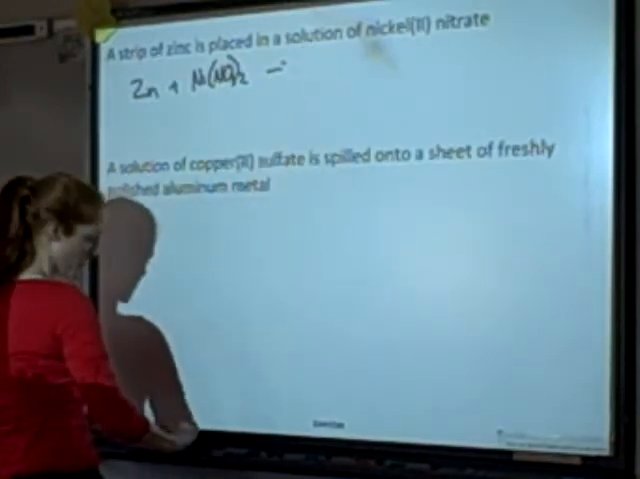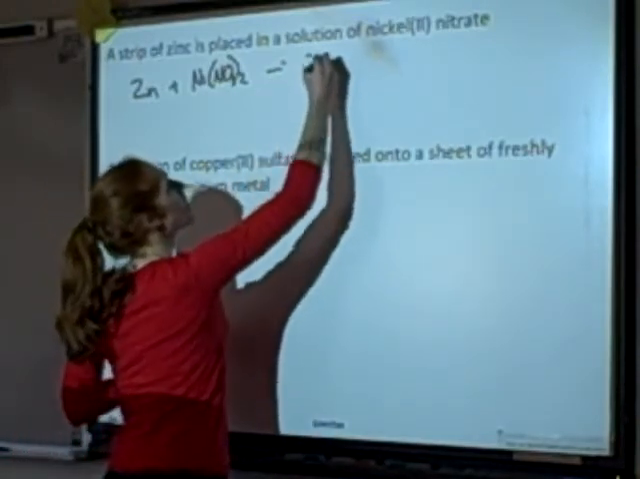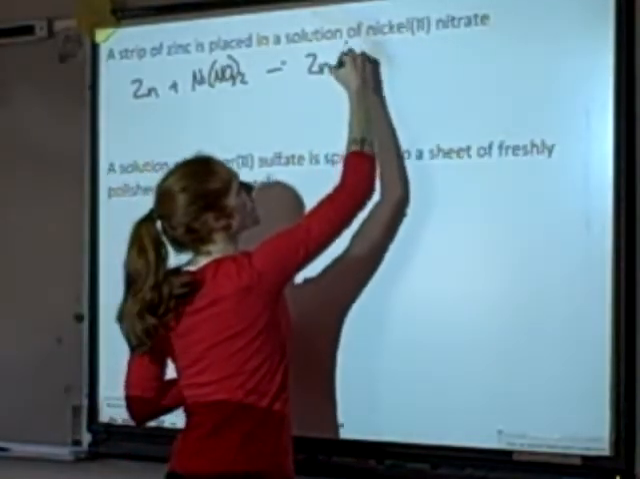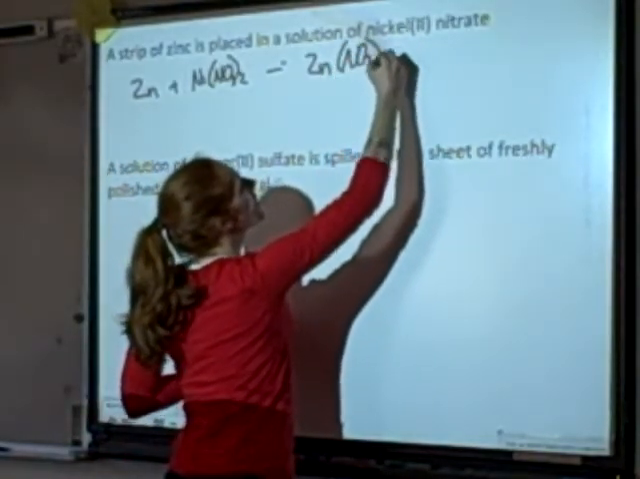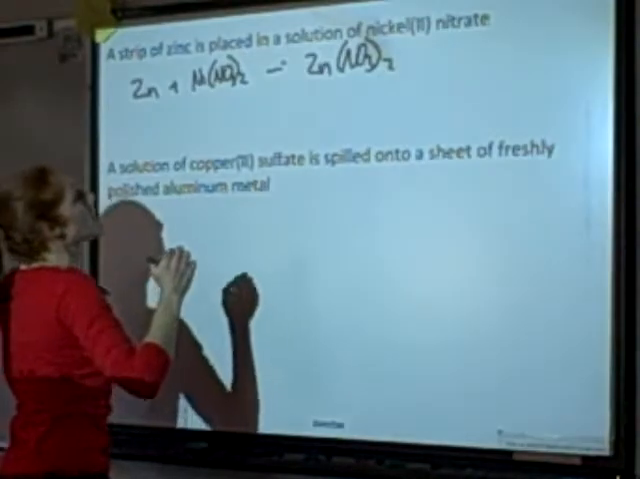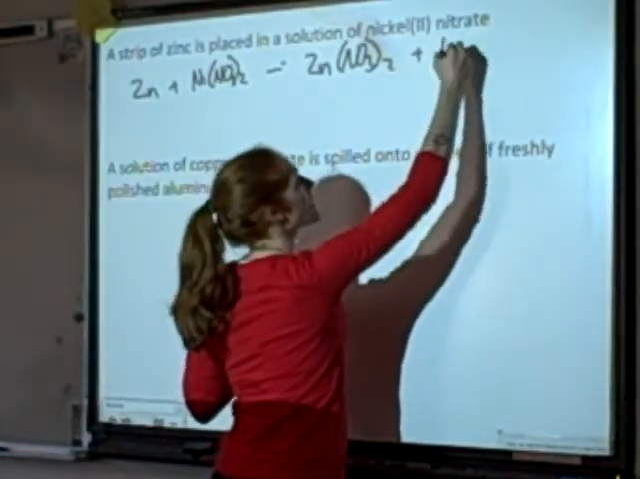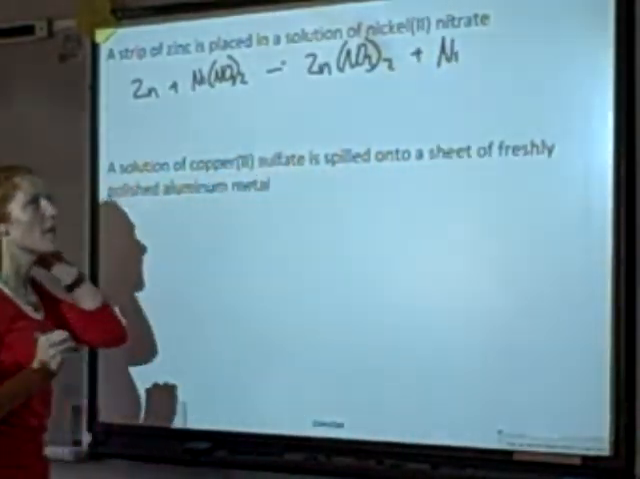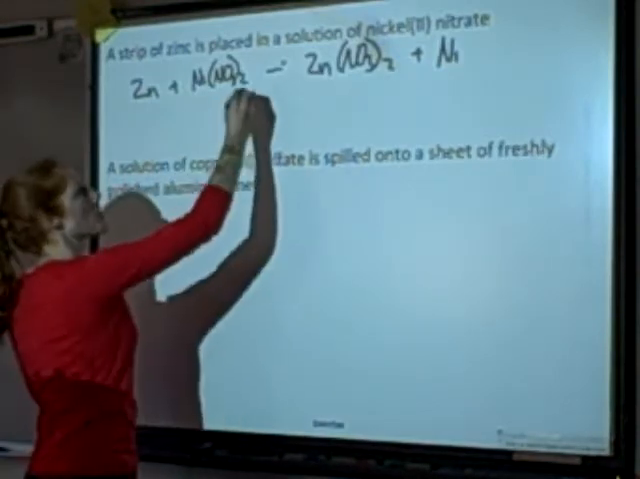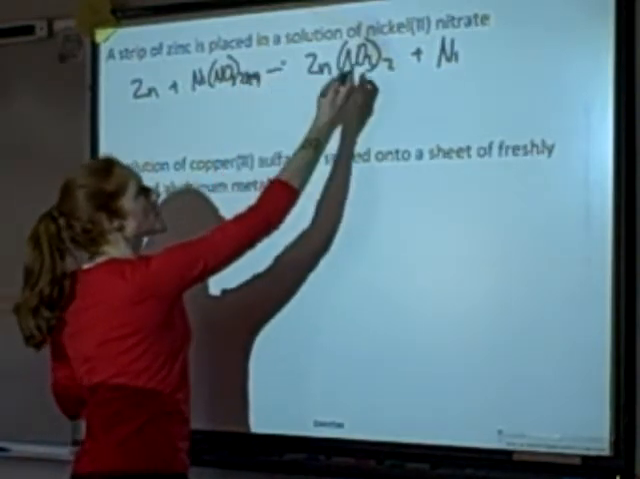So that means it would take on 2 nitrates. So zinc 2+ with 2 nitrates, NO3-. And the zinc is swapping places with the nickel. That leaves nickel by itself. And then I can see that I've got this aqueous solution here. It's still aqueous over here.